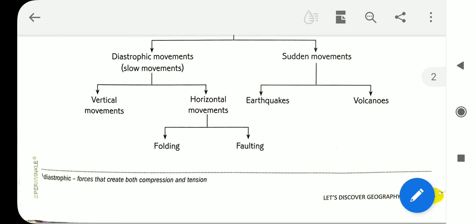As a result of the horizontal movements, folding and faulting also occur. These happen in mountainous areas. Folding and faulting mean horizontal movements.